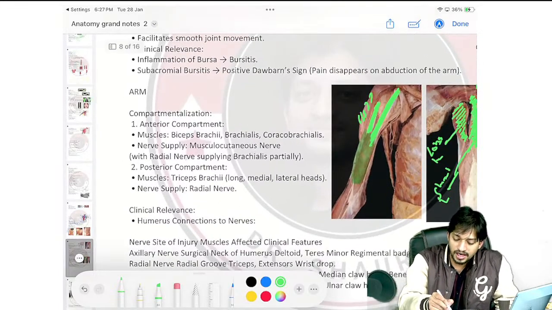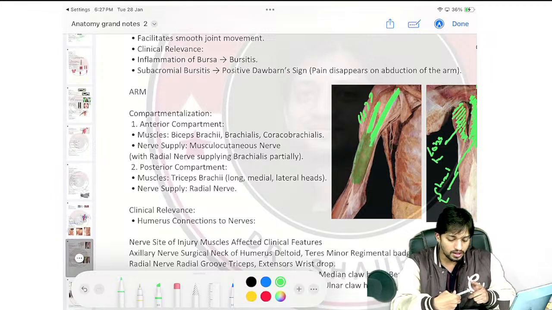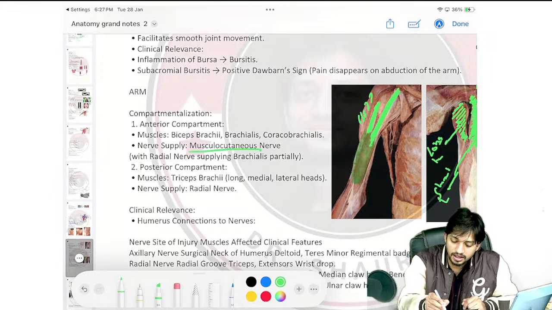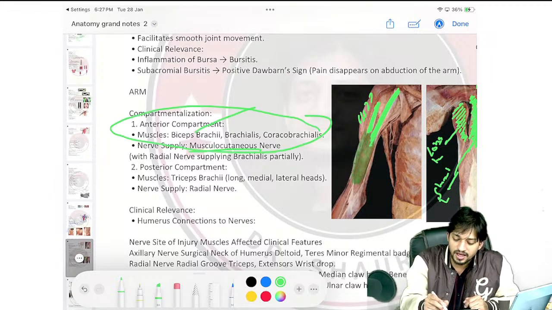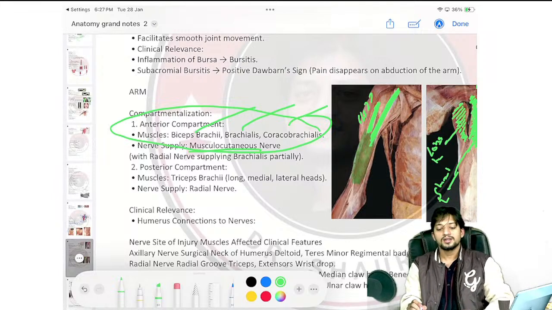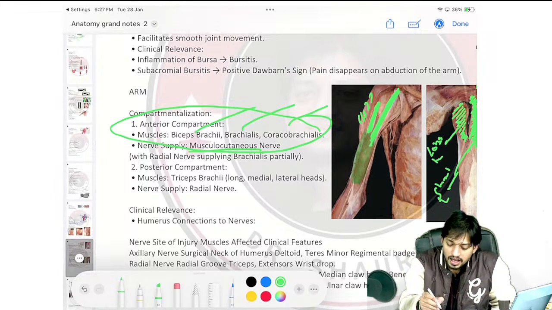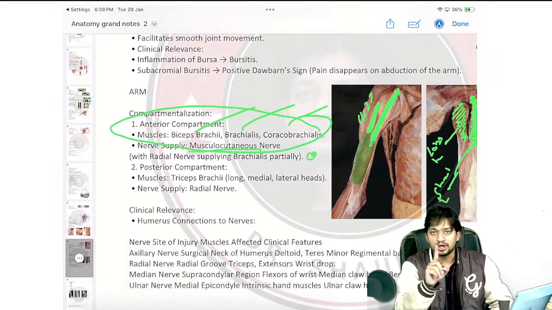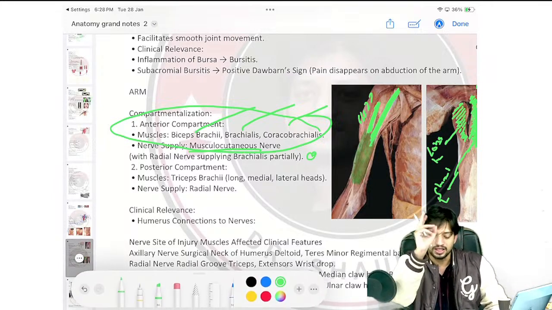The musculocutaneous nerve will be supplying all the muscles in the anterior compartment of the arm: biceps brachii, brachialis, and coracobrachialis. Right? Now, there is one little exception. I will not tell you now. First, let me finish and then we will deal with it.